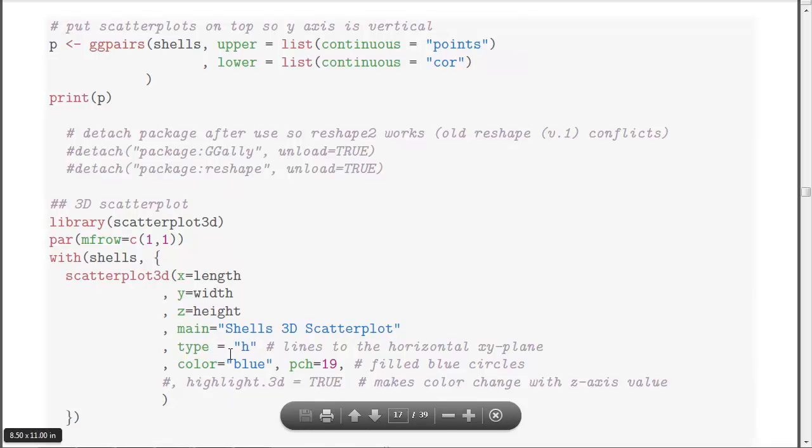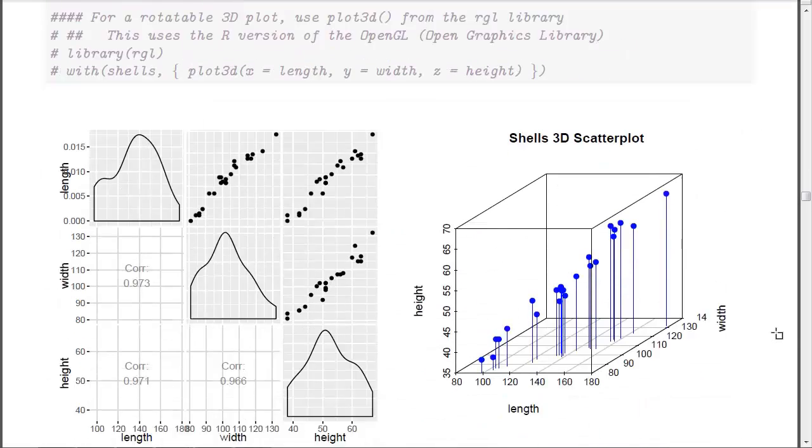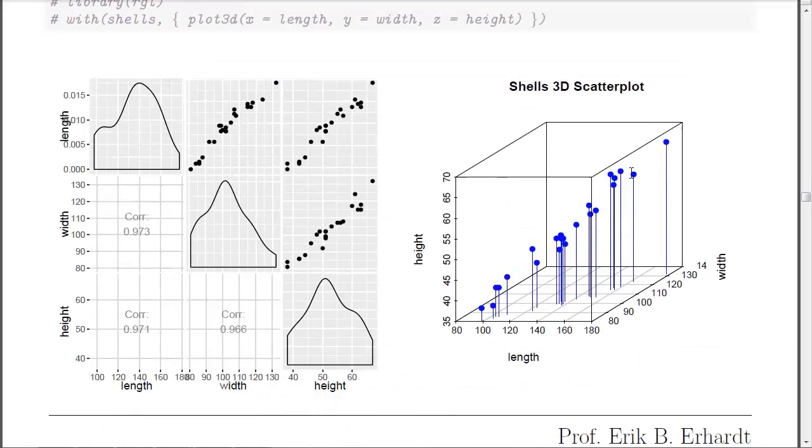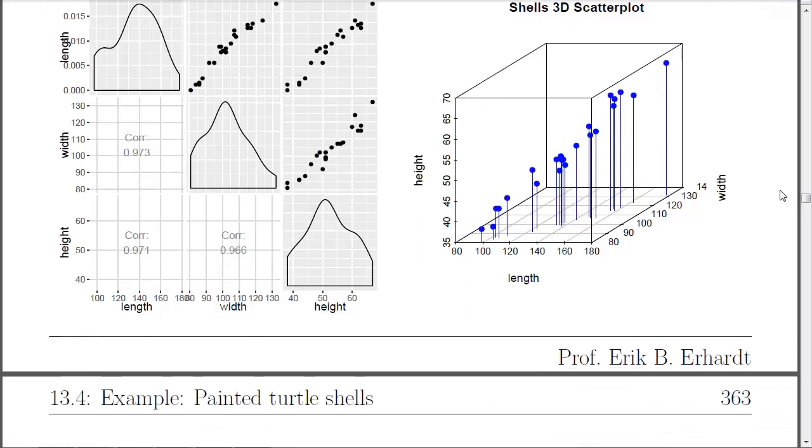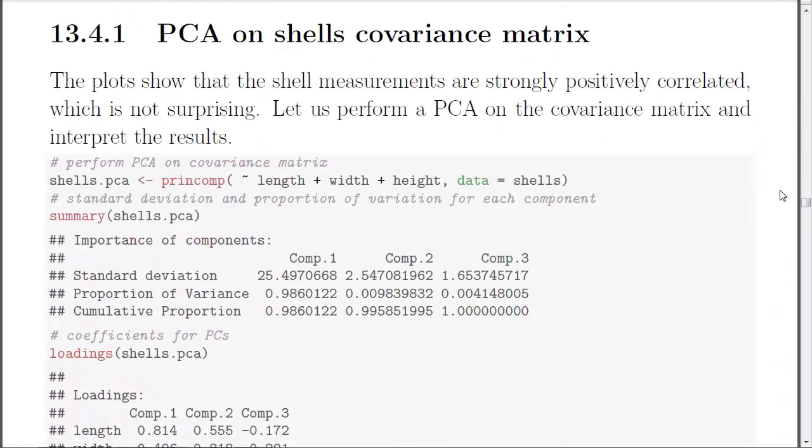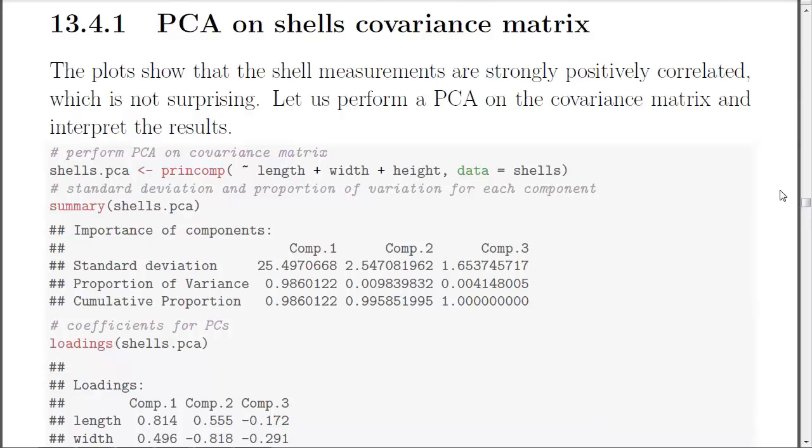And then finally, color blue, point character 19. 19 is the number that indicates filled circles. I forget what the default is. They're probably black, small dots or something. So I've customized it a little bit. Let's do our principal component analysis.